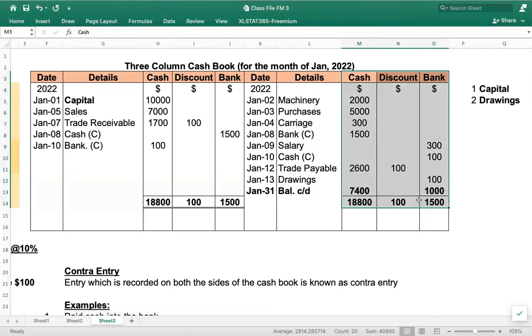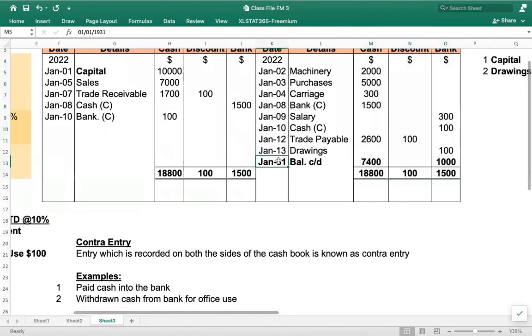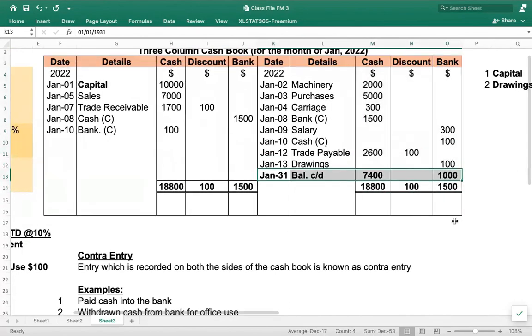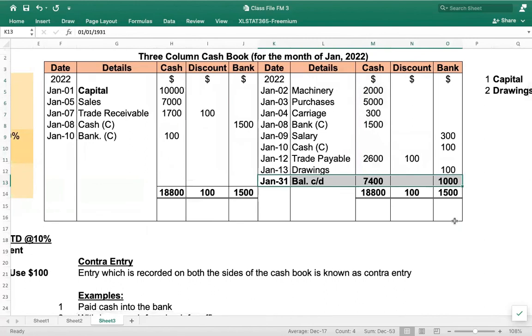Agree? Okay. Now see, after this January month, we got the balance. What is the cash balance? Cash balance is 7,400. And bank balance, 1,000. Are both debit balance or credit balance? Both are debit balance.